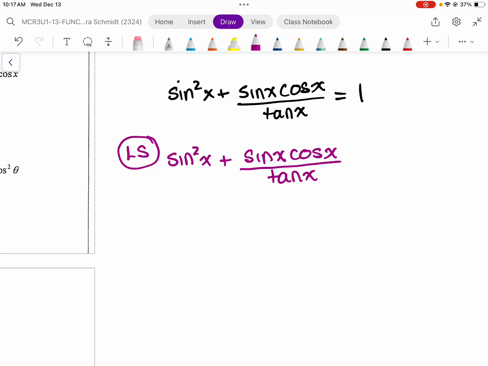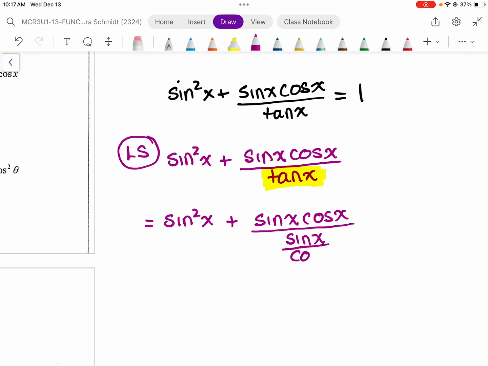Like we just did in a bunch of other questions, a good strategy is to get rid of the tan and make everything in terms of sine and cos. So I'm going to do that first. Instead of a tan, remember tan x is equal to sine x over cos x. All I did in my first step was replace tan x with this fraction.